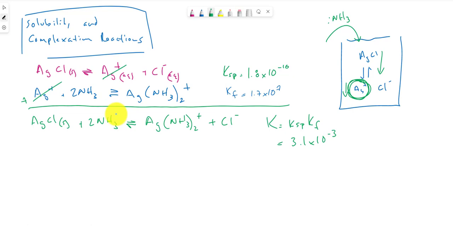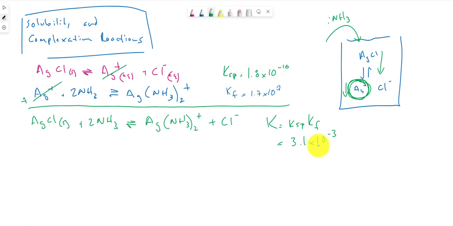So if we just add these reactions up, we're good at this, right? I can cross out the silver ions because they're the same on both sides. I get an expression that's our original silver chloride salt plus two equivalents of Lewis base makes the complex, but it dislodges that chloride ion, so that's hanging out there. And our K is just going to be the product of the original K's. That gives us a value of 3.1 times 10 to the minus 3.